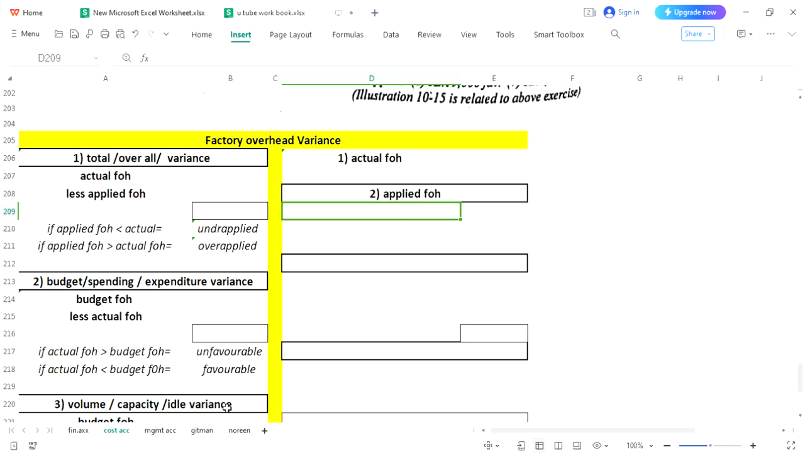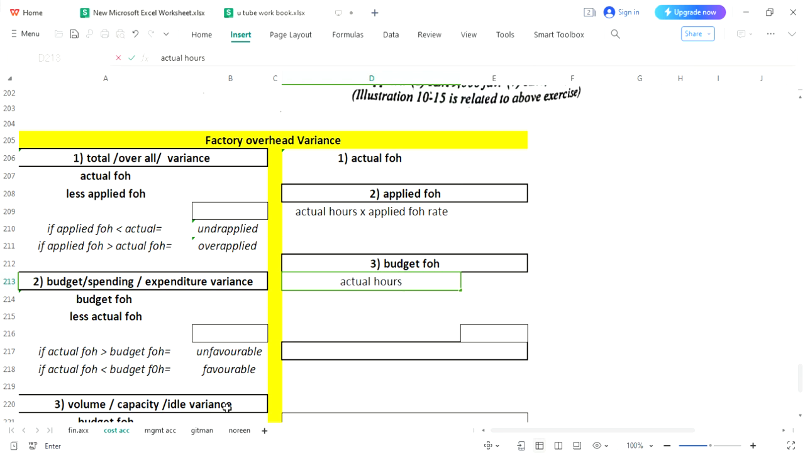Applied FOH has a one-line formula: actual hours multiplied by the applied FOH rate. This is a single-line formula, and you will calculate and write down the answer over here. Then the third is budget FOH. It has a 2-line formula. The first line includes actual hours multiplied by the variable FOH rate, and then you will add fixed FOH, and here you will write down the sum of both elements with which you will be able to calculate budget FOH.